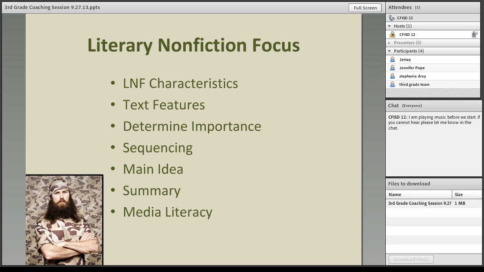Summary, again, always practicing summary, and media literacy, understanding why an author is putting in a timeline or why they are putting in a certain picture or a group of photographs. Also, please make sure your students can read.